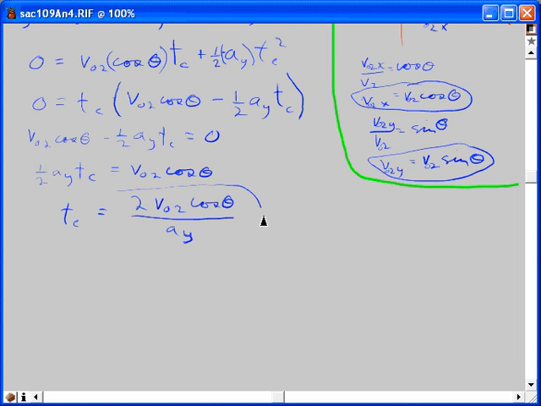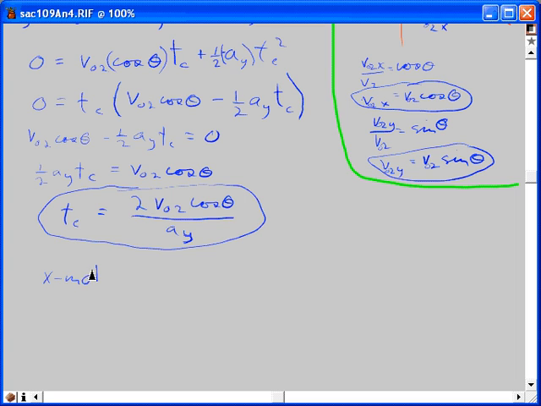Alright. That's the time at which particle 2 crosses the x-axis. Of course, I couldn't evaluate it even by its symbols because we don't know what V02 is. That's what we're looking for. But let's see where along the x-axis particle number 2 is.